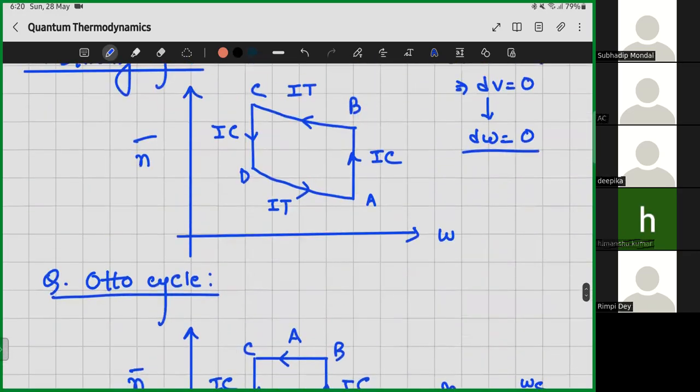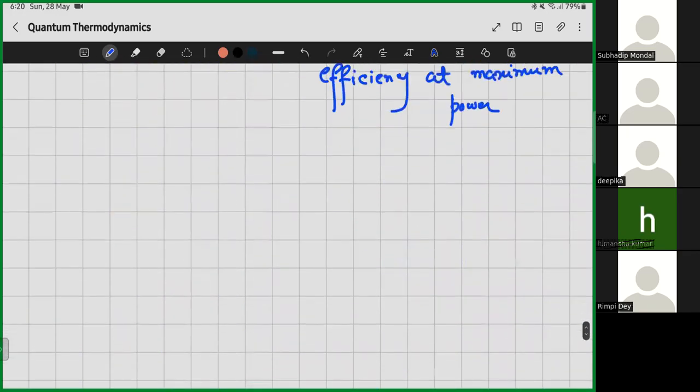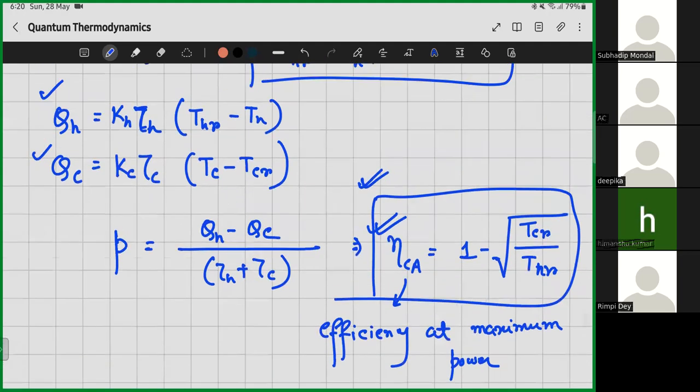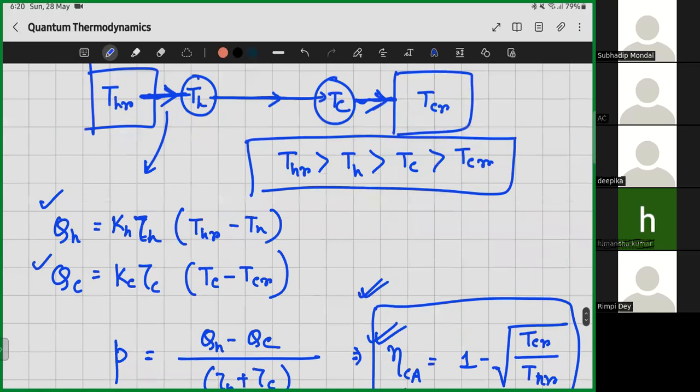And here in the classical analog, go to the last slide. In the classical analog, the reservoir and system temperature are the same, no? TH. Those are in equilibrium.